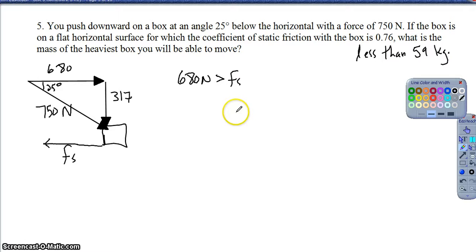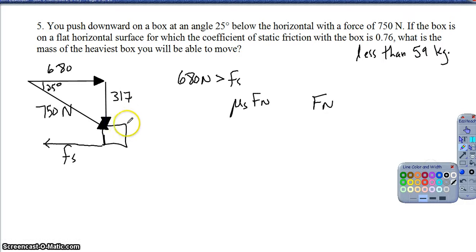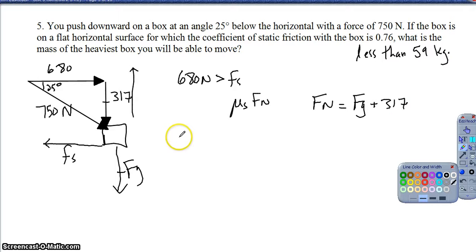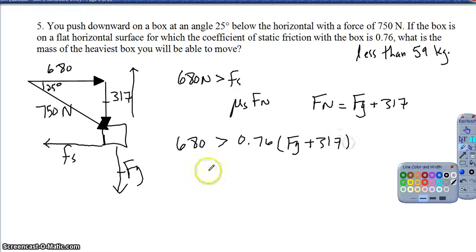Using this relationship, the static frictional force is mu_s times the normal force, and in this case we have to be careful. The normal force is going to account for both the force of gravity pulling down and this applied force going down. So the normal force pushing up needs to be equal and opposite to both of those, the force of gravity plus the 317 newtons. So at this point, all I'm doing is 680 is greater than my coefficient of 0.76 times my normal force, which is the force of gravity plus 317. I will show the rest of this worked out in the second part, but hopefully this is enough to get you started.